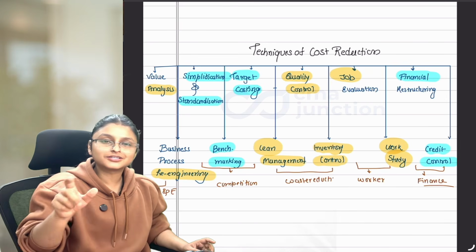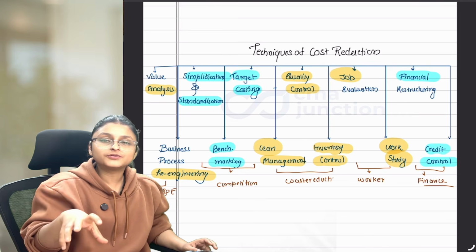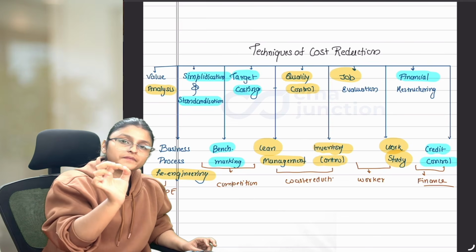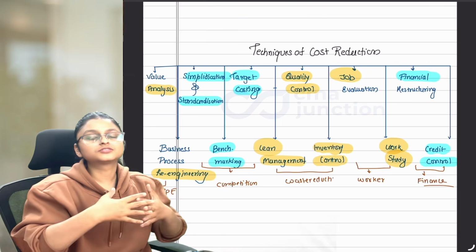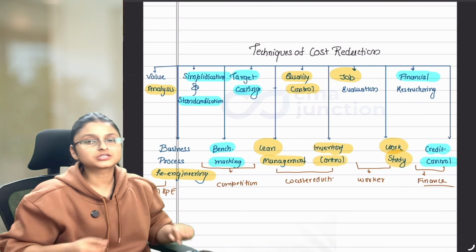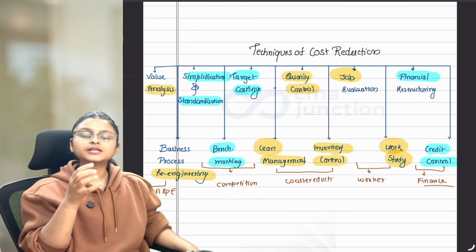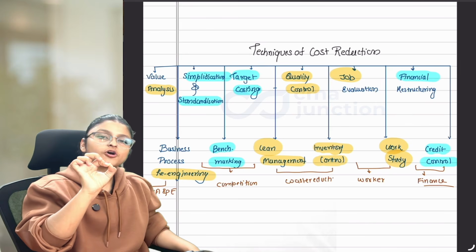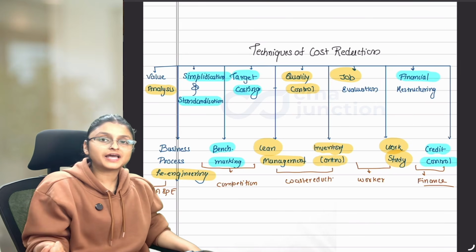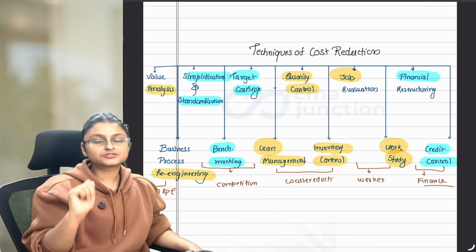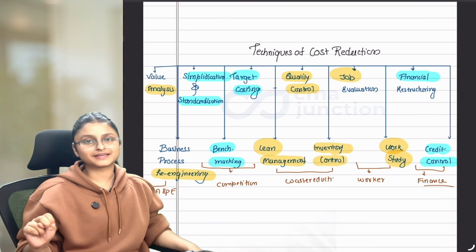Next is the category of workers: job evaluation, so that the correct worth of the job is paid to the employees so that there is no conflict and the organization can also save cost; and work study, so that workers can perform the work in a standardized manner. Next comes the category of finance, where finance restructuring and credit control are there.